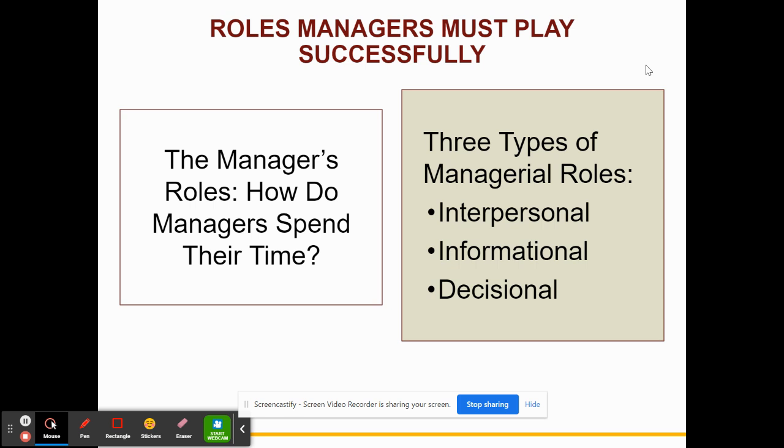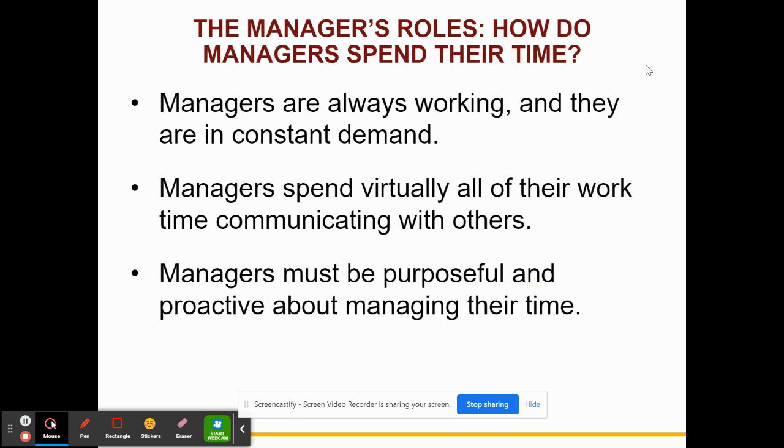Roles managers must play successfully. So, managers' roles. How do managers spend their time? There are three types of managerial roles: interpersonal, informational, and decisional. And we're going to expand on how managers spend their time. Managers are always working and are in constant demand. Managers spend virtually all of their work time communicating with others. Managers must be purposeful and proactive about managing their time.